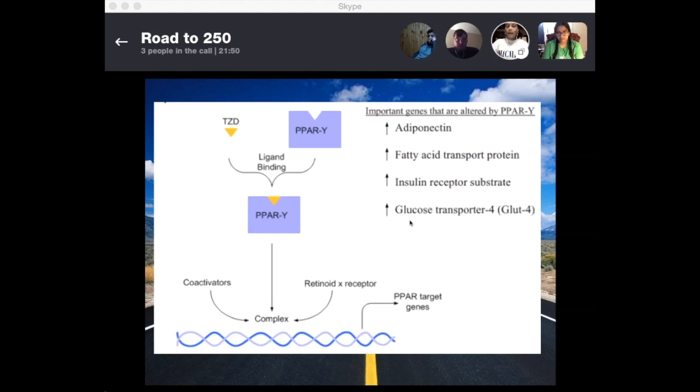Yeah, I think that's all I got. Anybody else have anything to add? It is a drug that takes a couple weeks to really show improvement in the levels, hence why it's more of a third or fourth line drug.